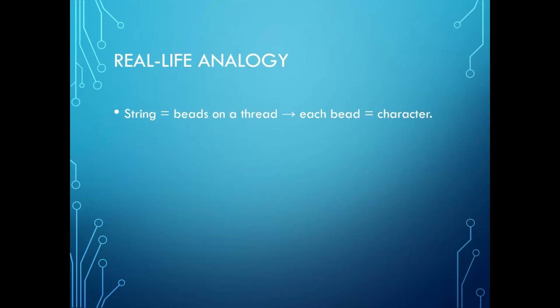So what can be a real-life example? A string can be thought of as a thread. Each bead will have a character, and in that thread the null terminator holds them together. There would be the thread for each character, meaning that slash zero is responsible for holding them together.